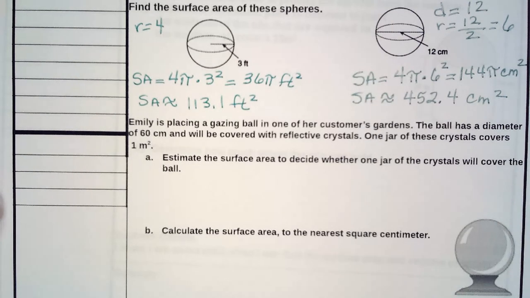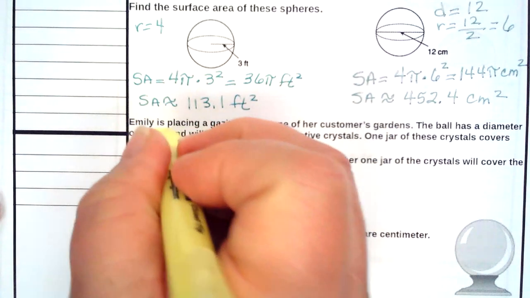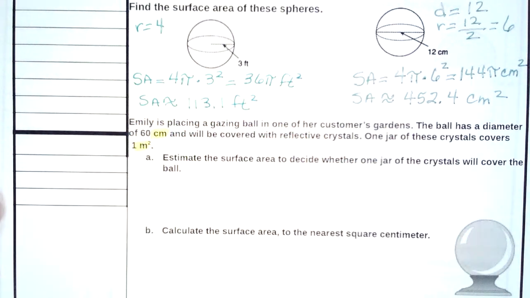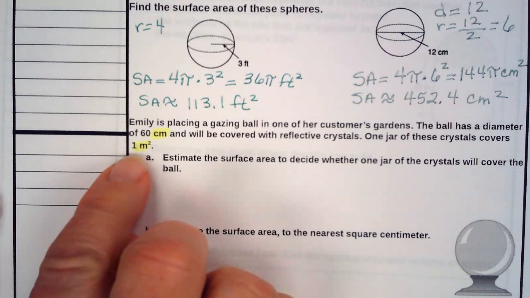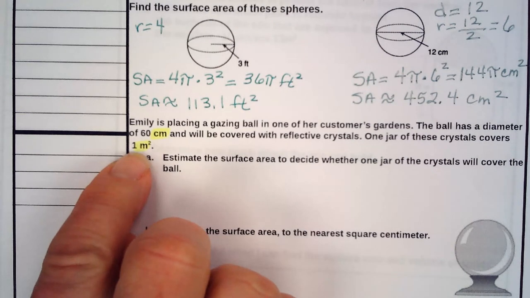note that we have two different dimensions. We have centimeters and we have meters. We've got to change one to the other, and because we've already looked at this as being squared, let's turn the centimeters into meters. How do you do that?